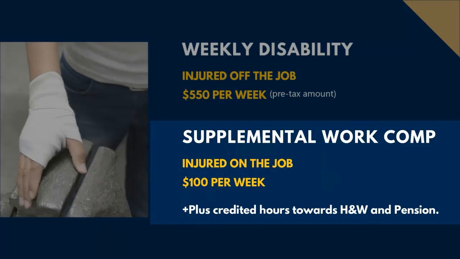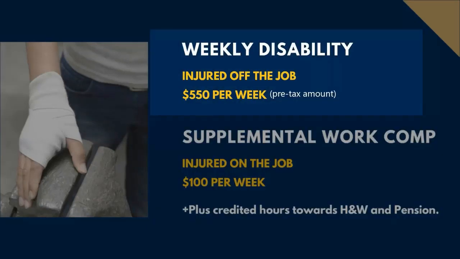We're going to put you on our supplemental work comp benefit. It does come with a small financial amount. It's $100 per week for the first 15. But the important thing here is that we, the fund office, are going to credit your health and welfare and your pension fund with 30 hours a week while you're out on comp. So call us, make sure that you're getting those hours. That way your eligibility stays intact, your pension years stay intact.